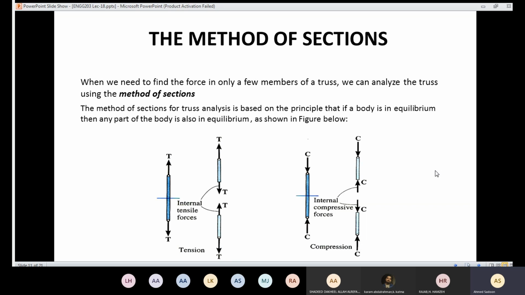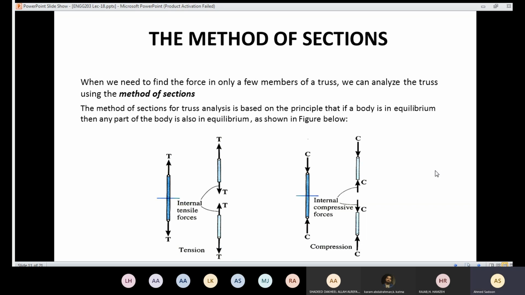Then we are going to draw the free body diagram for the joints, and then we are going to apply the equations of equilibrium, similarly to the equilibrium of a particle. Summation of the forces in the x-axis should equal 0, and the forces in the y-axis should equal 0.